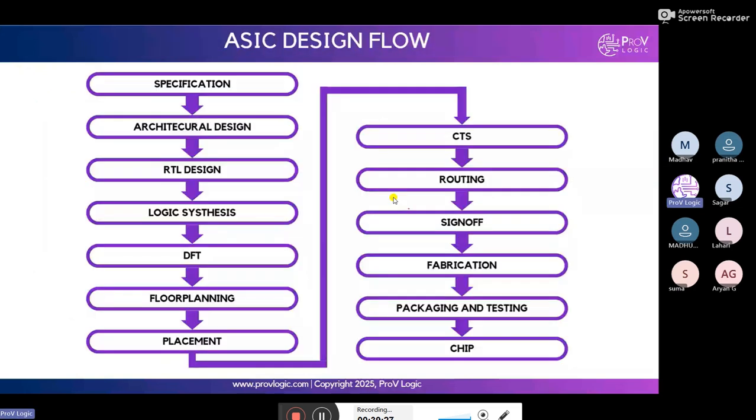That is what front end domain, back end domain. So the whole ASIC design flow: specification, architectural design, RTL design, logic synthesis, DFT, floor plan, placement, clock tree synthesis, routing, sign off, fabrication, packaging and testing, chip design finally.